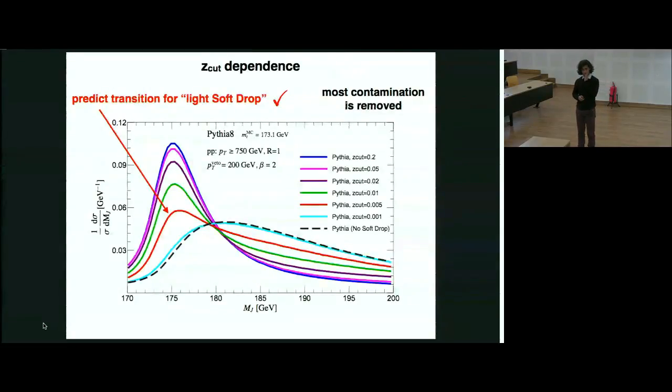One point that is very interesting is that I'm able to get a very sharp peak already for 1% level grooming. So we should not be discouraged that we are limited to light grooming. Even this very light grooming is able to make a clear distinction and give a much sharper peak. It removes most of the contamination, so this peak gets closer to the input top mass in the Monte Carlo.